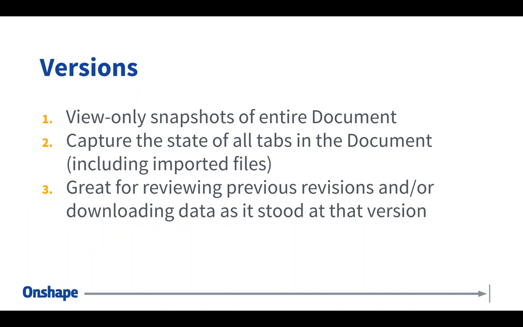Maybe I'm going to production with it. It's, quote unquote, revision A, or whatever you call your revision scheme. It's the first one. I can create a version to capture this, and it captures the parts, the assemblies, the drawings, everything at once. So think of a version as an immutable or view-only snapshot. It can't be changed, but it's great for going back and looking at the model and maybe downloading the CAD data as it was at that moment, or any related files.